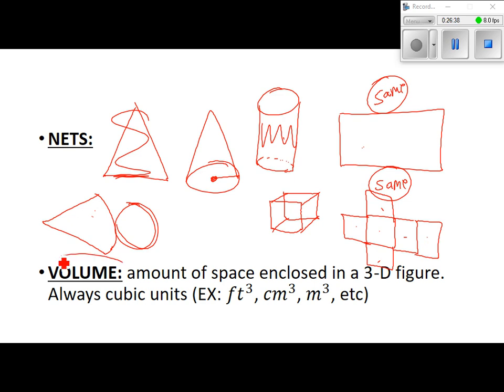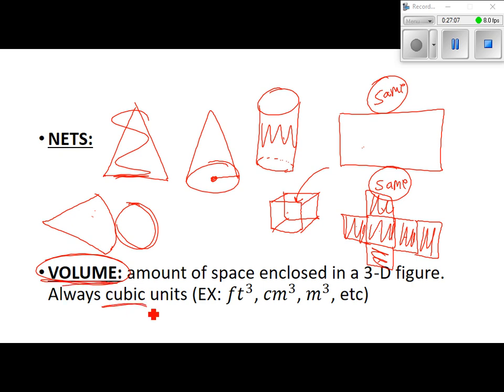If we're dealing with volume, surface area is, if I was making this cube out of cardboard, how much cardboard does it take to make the cube. Volume deals with how much can I put inside that cube. So the amount of space enclosed in that 3-dimensional figure.